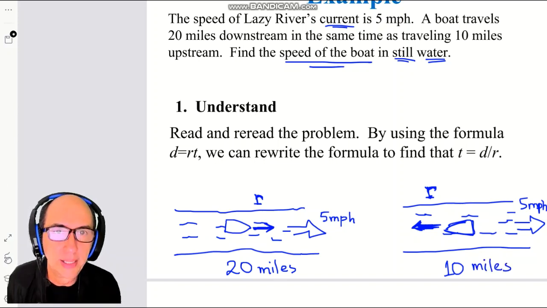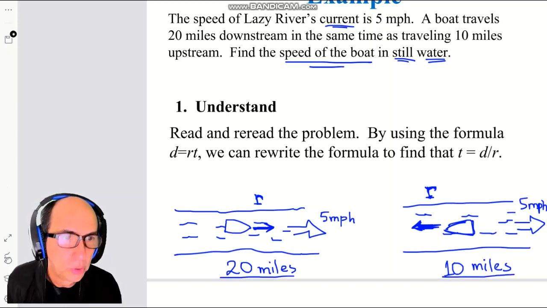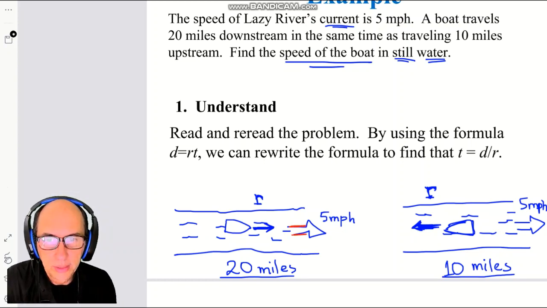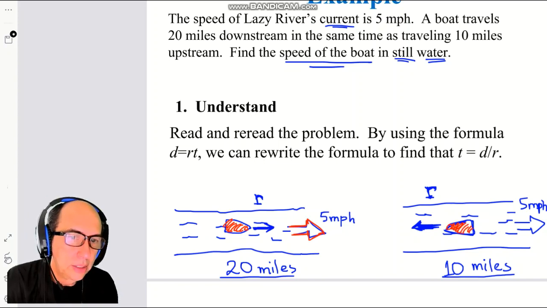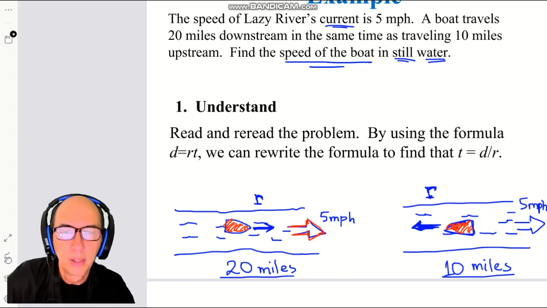Why do we have this difference? This is 20 miles, this is 10 miles. Why do we have this difference? Well, of course, because of the stream. The boat has the same power going downstream, going upstream. The power of the boat is the same, right? But the stream in this situation is helping, and in this case here, the stream is holding the boat back, is not helping at all.